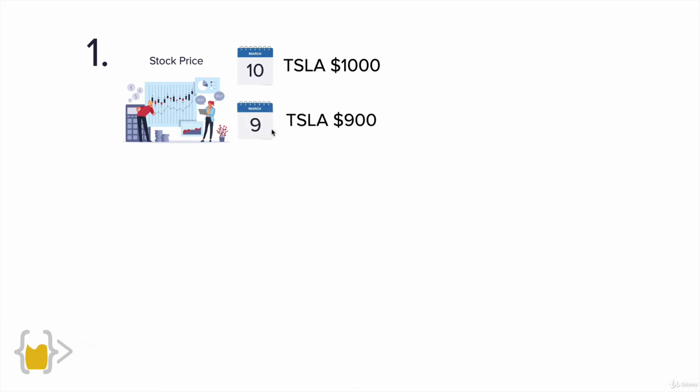Now, the next thing our program is going to do is pull in the closing price on the previous day, and we're going to compare these two values. So over the course of one day, what was the difference? And in this case, there's a difference of $100, and the direction is up. So it increased in value, right? Going from March 9th to March 10th. So that's good news for us if we bought in.